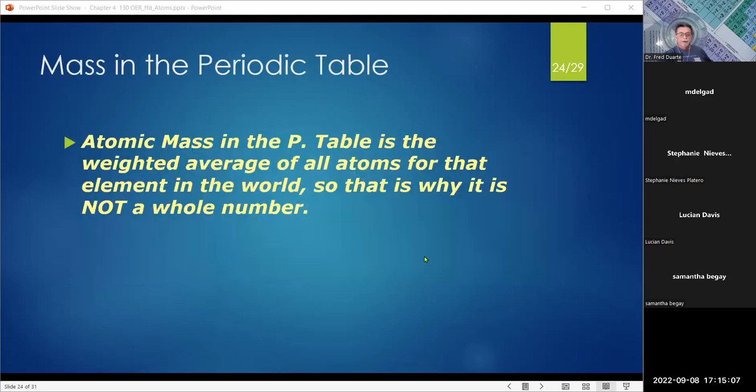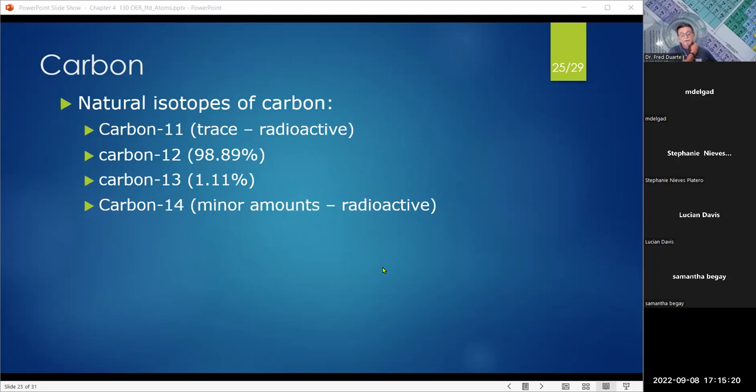All right, so the atomic masses in the periodic table are what are called the weighted average of all the atoms. Okay, and that's why we can do that. What I meant was that's why we can take that whole number or the atomic weight and round it up to the whole number, and that gives us the most common isotope. Okay.